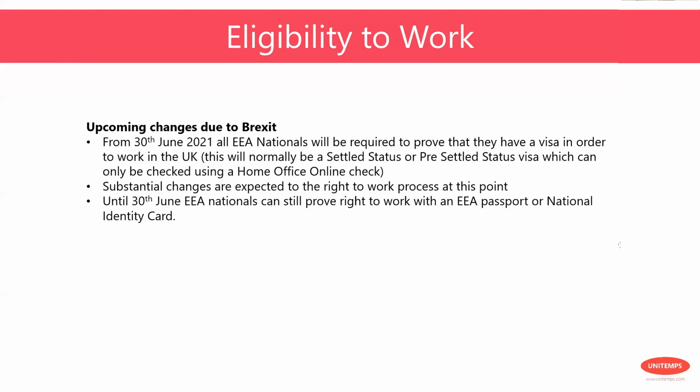So we're expecting some fairly substantial changes to the right to work check rules to happen on the 30th of June. As a minimum, I'd say that guidance I gave you about EEA nationals being in List A, they will definitely be moving to List B. There might be more substantial changes as well that go around that.